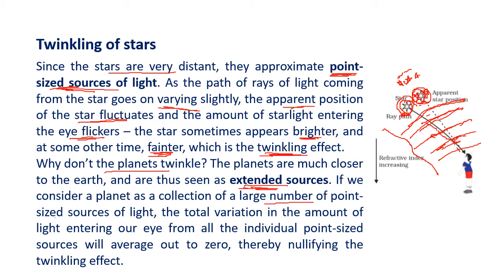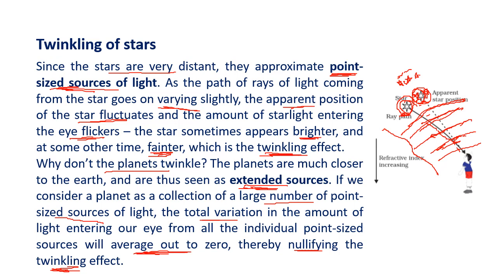Planets are bigger, consider them large sources made up of many different points. So in the total variation, when some parts become bright, some parts become faint. In other cases, the other parts become bright and others become faint, but they all average out to zero. And thereby, they nullify the twinkling effect. So why do planets not twinkle? Because the planets are near extended sources of light, and they have got different sources of light. Some are brighter, some are fainter. When the conditions change, some others become bright and some become faint. This effect nullifies each other, and hence we say the planets do not twinkle.